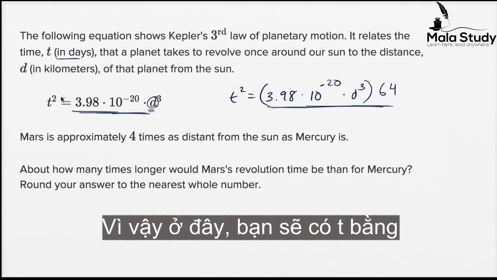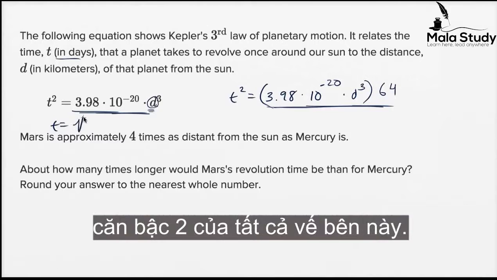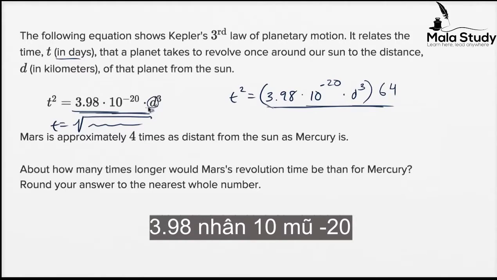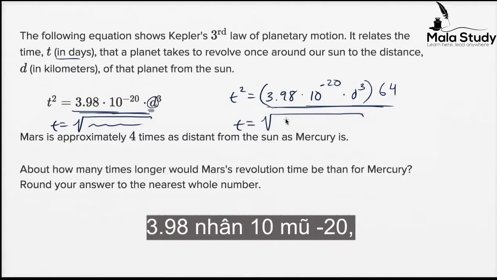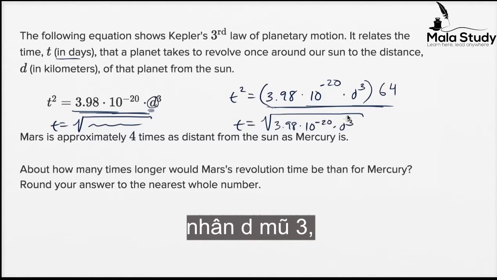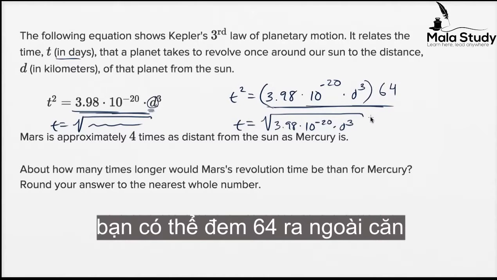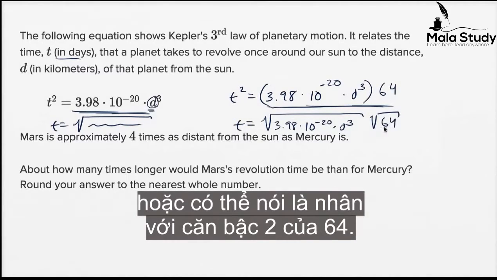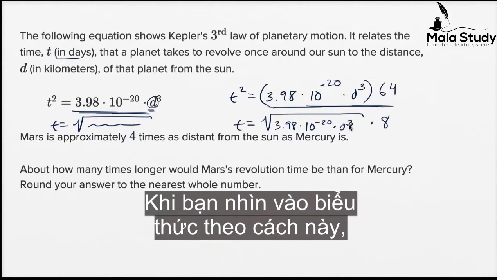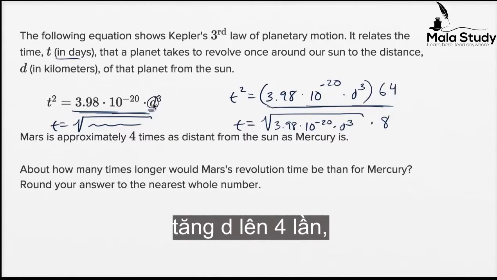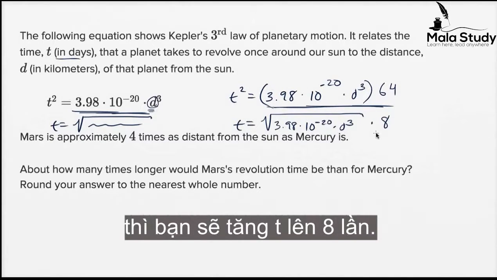So over here, you could get that t is equal to the principal root of all of this business right over here, the 3.98 times 10 to the negative 20 times d to the third. Here you're going to get t is going to be equal to the principal root of 3.98 times 10 to the negative 20 times d to the third times, you could throw the 64 into the radical, or you could say times the principal root of 64. Well, the principal root of 64 is 8. So times 8. So when you look at it this way, you increase d by a factor of 4, you're going to increase t by a factor of 8.